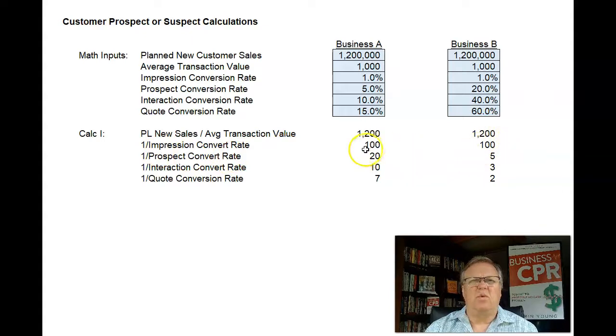So you can tell that between business A and business B, we're holding this rate constant. That's the impression rate, but we're altering the remaining conversion rates, because what's happening is there's a lot less energy wasted in business B because they're ferreting out the suspects, whereas business A is pushing both prospects and suspects through the quote process. Business B, because their sales process is such, they won't do that.